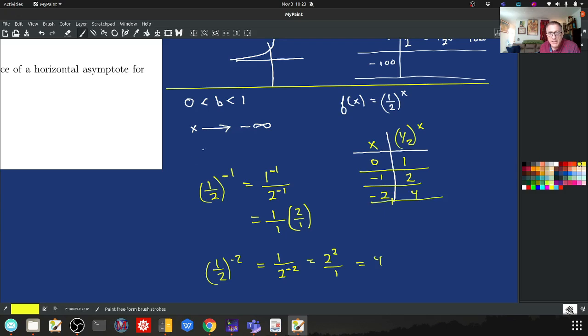So we see that f of x increases. Our sketch might be something like this. It increases rather than decreases as x goes, so it's got to go this way. Because as x goes to minus infinity, which is heading down this way, our function value is increasing.